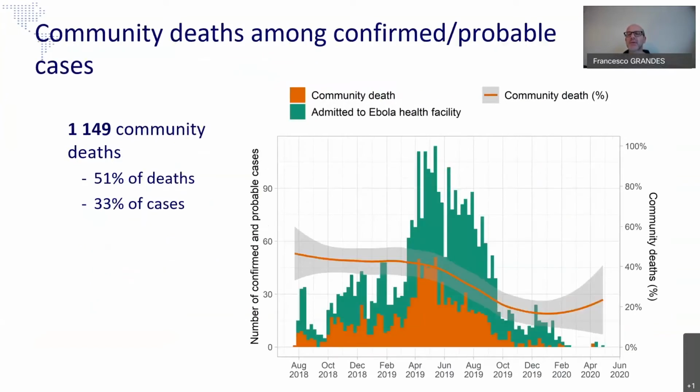The second indicator is the number of community deaths. The 1,149 community deaths correspond to 51% of all deaths. The proportion of community deaths remained at around 50% for 8 months, and it started to decrease only in April 2019. The downward trend reversed at the end of the epidemic due to 2 community deaths among the last few cases.